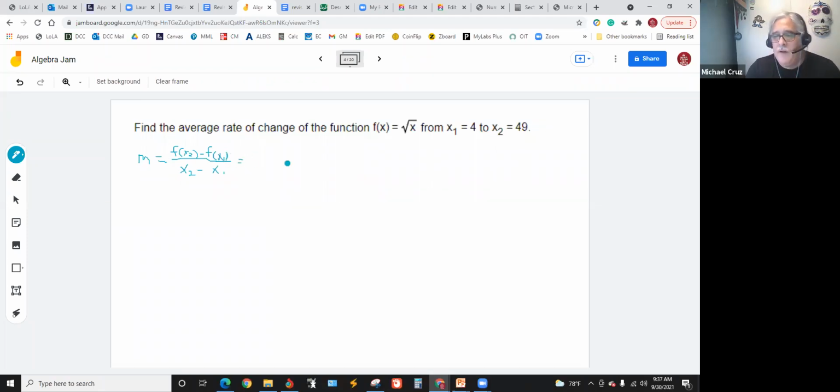All right, so we need to find down here, we can usually just put in 49 minus 4. Okay, and up here is going to be f of 49 minus f of 4. And then we got to substitute in. So that's square root of 49 minus square root of 4 over 49.